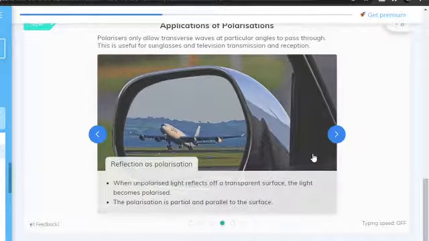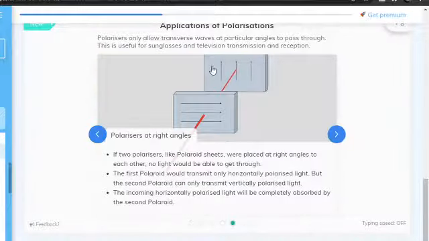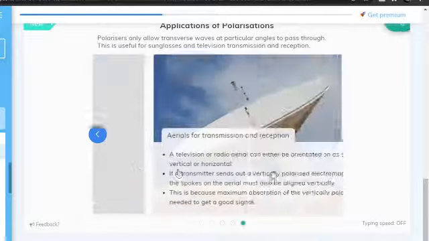Reflection as polarization. When unpolarized light reflects off a transparent surface, the light becomes partially polarized, parallel to the surface. And this is what I explained at the start.